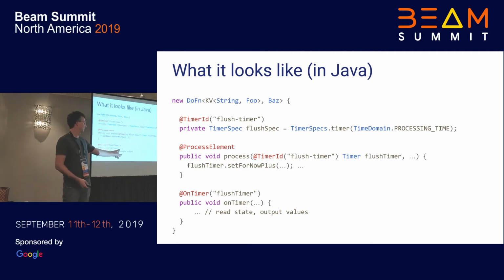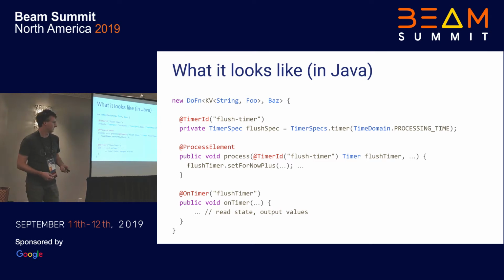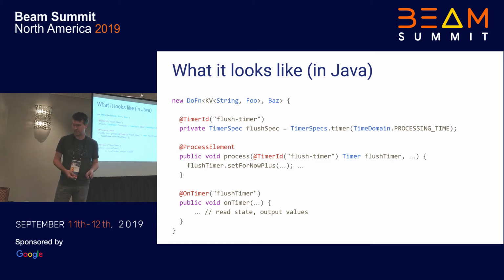And here, this parameter list for the onTimer method has all the same sort of magic parameters that you can put in the process element method. So you can access state, you can output, and I think you can read side inputs. Okay. So yeah, it looks like an imperative callback. We've got things that look like mutable reference cells, and things that look like imperative callbacks. So it's also a simple programming model.